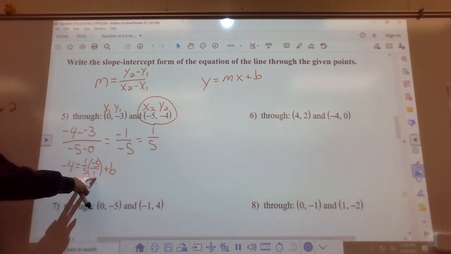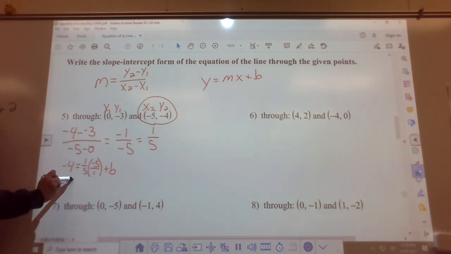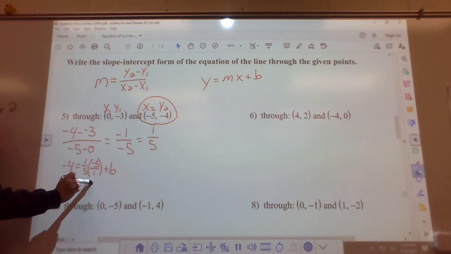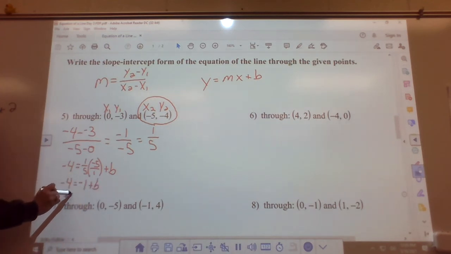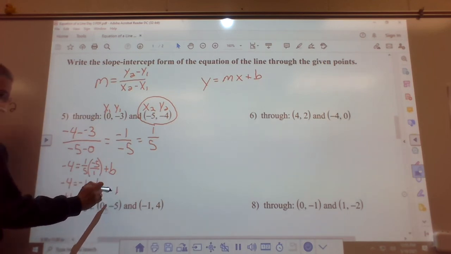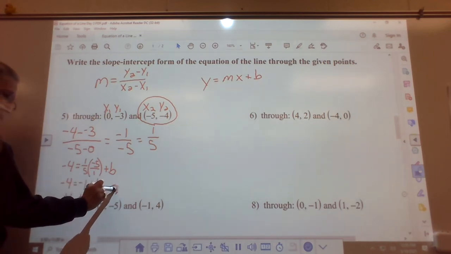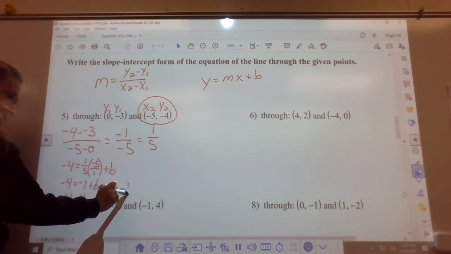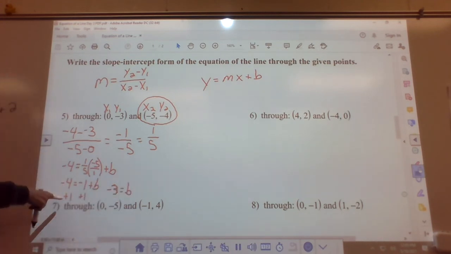Negative 5 over positive 5 is negative 1. So negative 4 equals negative 1 plus b. I can add 1 to both sides. I'm going to put it over here. So I get negative 3 equals b. Negative 4 plus 1 is negative 3.